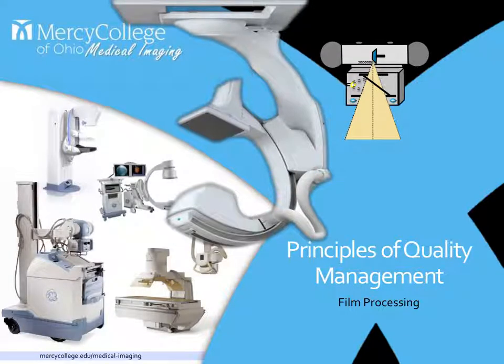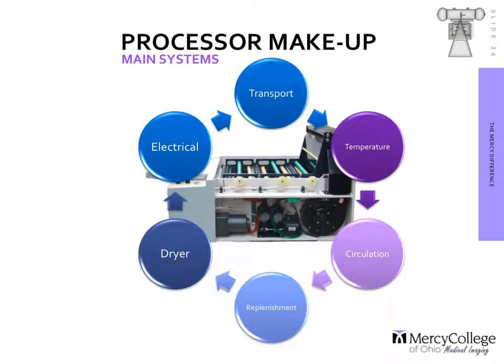Welcome to part 2 of film processing. Now, to move away from the chemical aspect of things and really to start to dig into the main systems that make up the processor or allow that processor to mechanically function, there are 6 main systems.